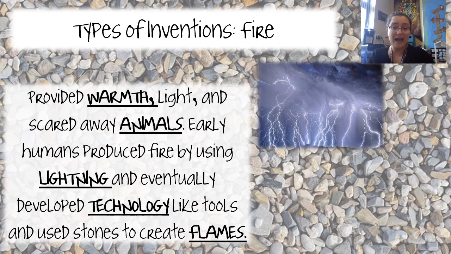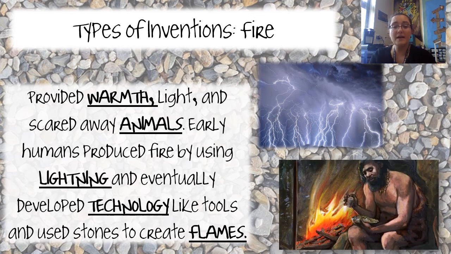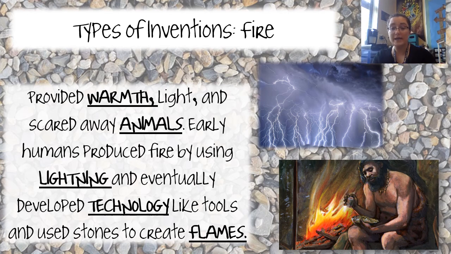So we might, at the earliest time, use lightning to just kind of start our own fires. But eventually we did develop technology like flint and little things to be able to create flames. You might notice if you hit two rocks together, sometimes, occasionally, you'll get sparks. So we were able to create that in order to create our own fire and have control of that.